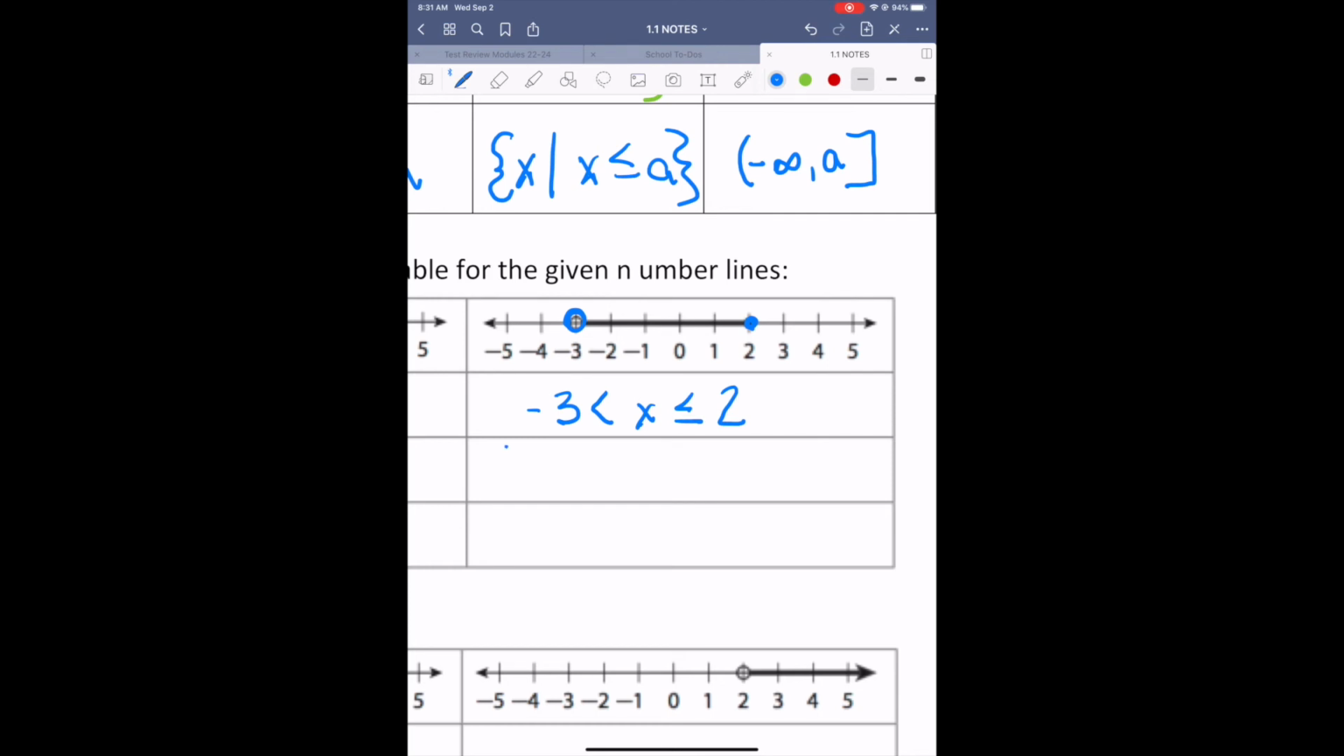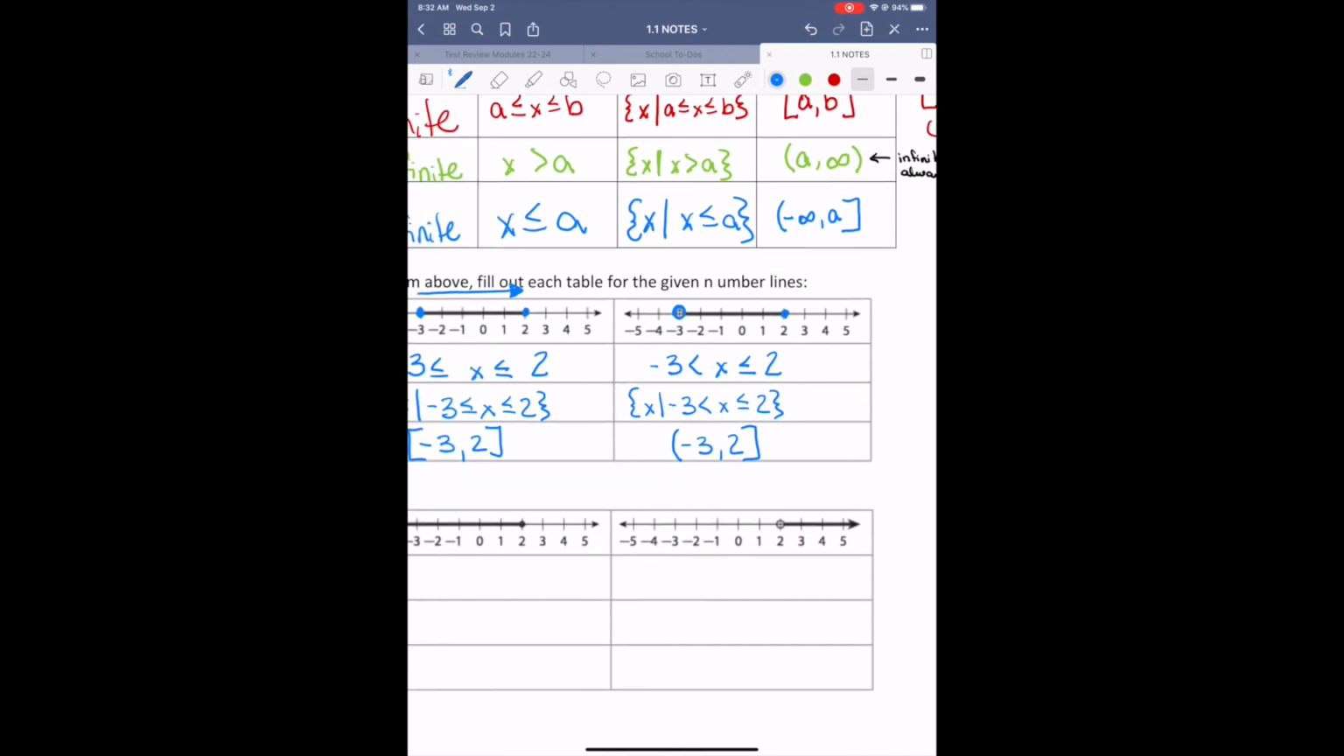Okay? Set notation, curly brackets, define x such that negative 3 is less than x, less than or equal to 2. Okay? Interval notation, we go from negative 3 to 2. Those are our bounding points. We do not include negative 3. It is an open circle, but we do include 2 because it is a closed circle. So in this case, we do have a combination of parentheses and brackets. All right, so we did 2 of those together.